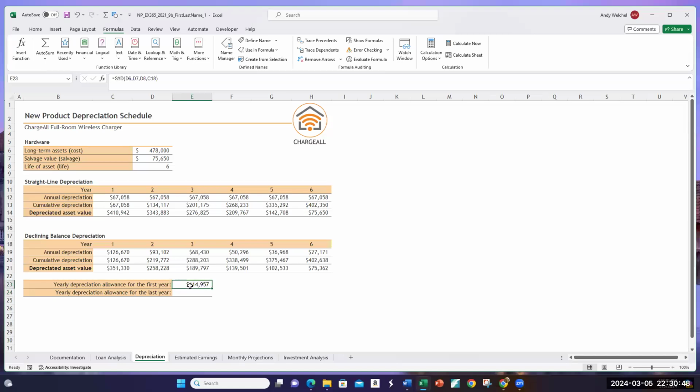And for the last year, I guess you can just do it again for next year. I wouldn't use the fill handle because it's going to be all messed up. And it doesn't take that long. Equals SYD, cost, comma, salvage, comma, life, comma, and we want the last year, 6. Okay, fine. This is a weird question to ask you. That's it. For 9, go to the estimated earnings worksheet.